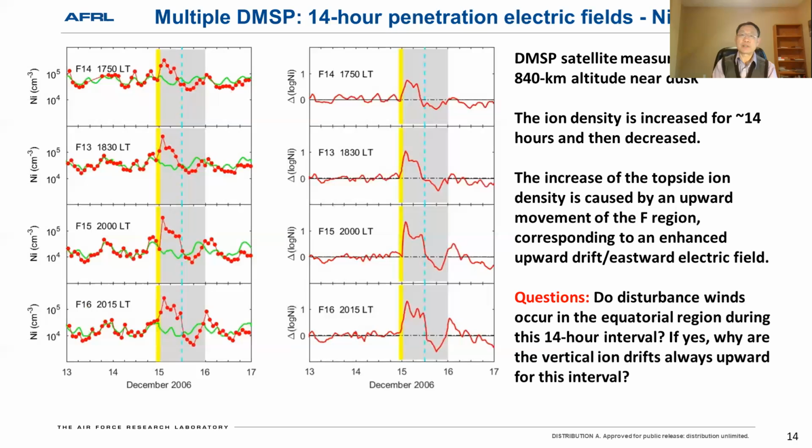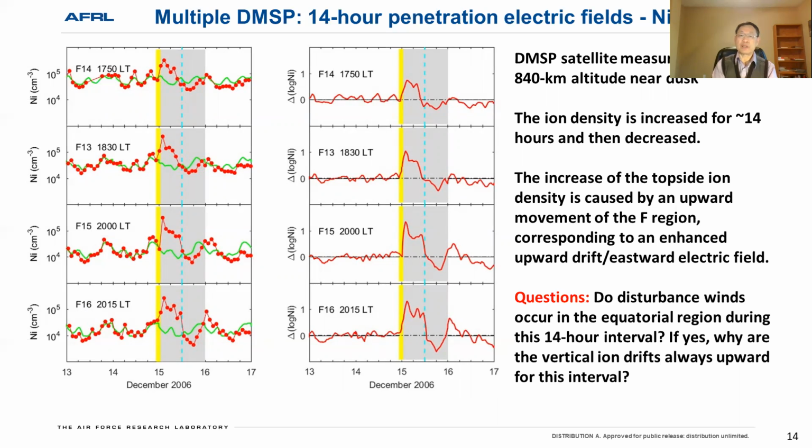This slide shows the ion density measured by 4 DMSP satellites at 840 km altitude in the topside F region. The increase of the topside ion density is caused by upward movement of the F region, corresponding to an enhanced upward ion drift or eastward electric field. The topside ion density is increased for 14 hours and then decreased. The increase and the decrease of the ion density are very consistent with the upward and downward ion drifts.